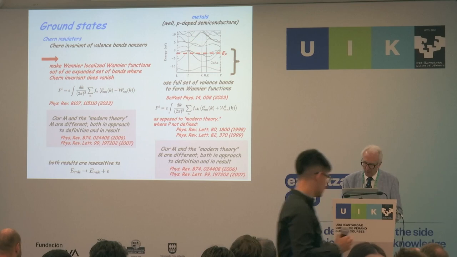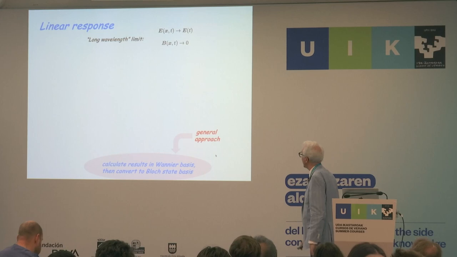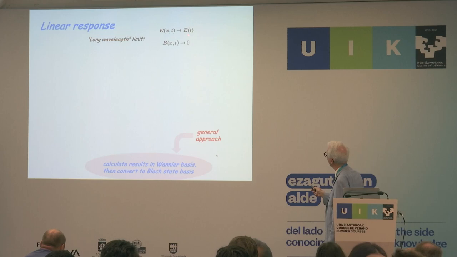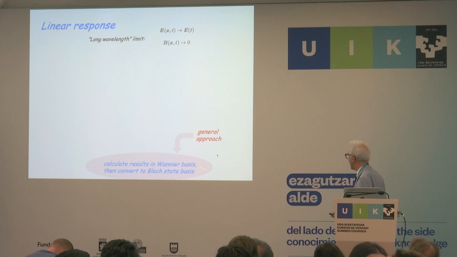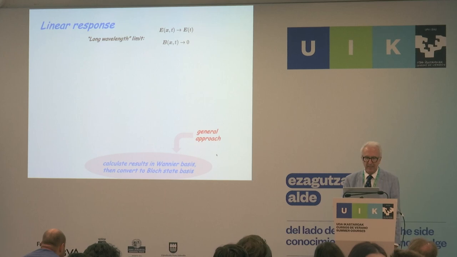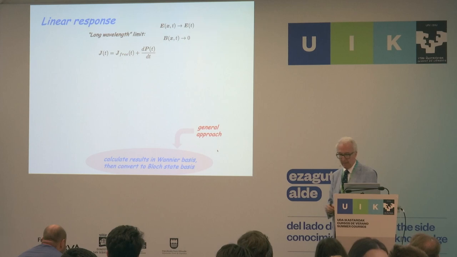Okay, linear response. Again, let's do some sanity checks. So we go again to the long wavelength limit. We have an electric field that's just a function of time. Forget about the magnetic field. Here's our general approach: we calculate results in the Wannier basis, convert to the Bloch state basis to see things. We find in general that there will be a free current density, and a polarization, and a current density due to the polarization.